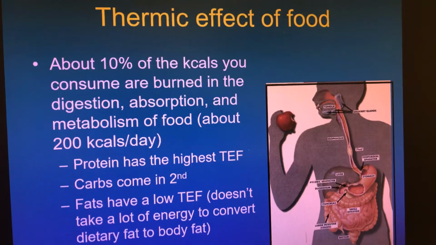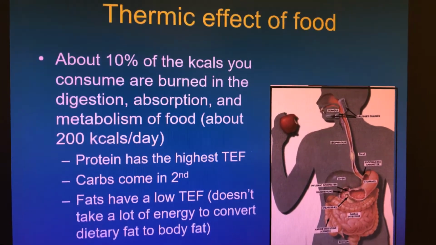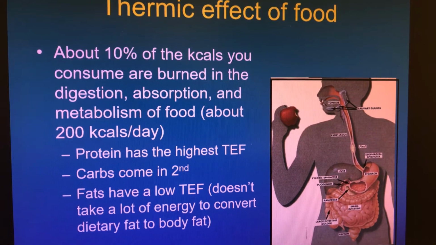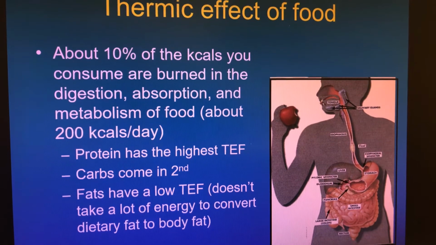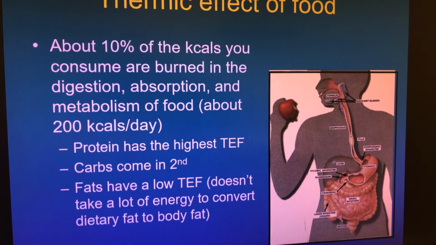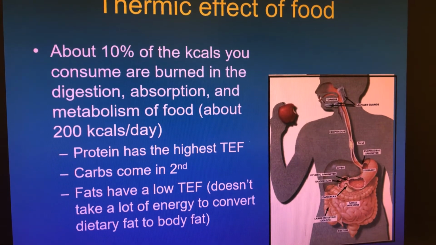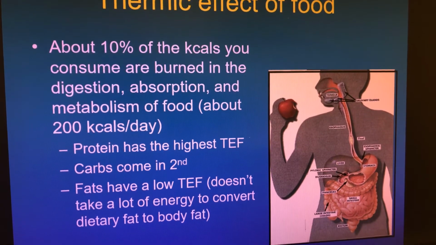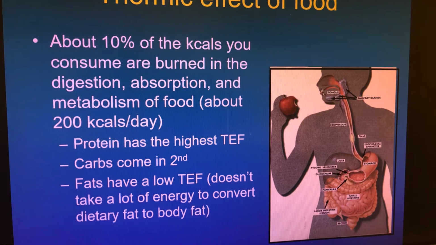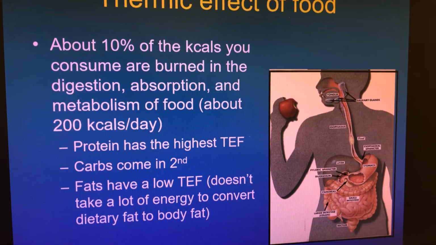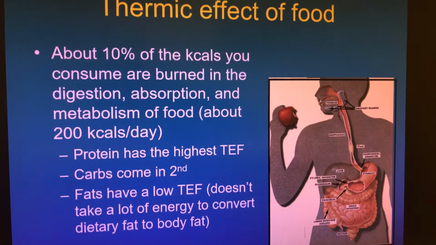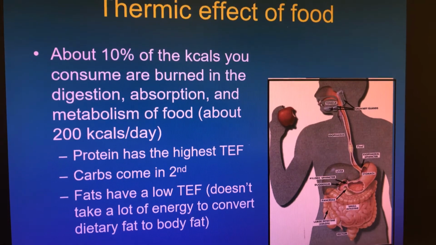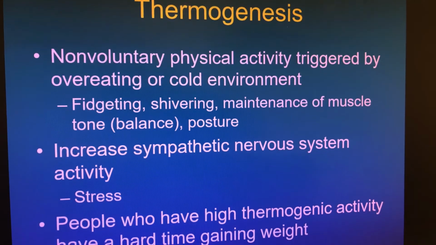The macronutrient composition also influences the thermic effect, so the consistency of the food as well as the macronutrient content. Protein has the highest thermic effect. Carbohydrates have the second highest effect because metabolism increases when you absorb amino acids and monosaccharides. They go straight to the liver for processing, and that processing requires some energy. Fats have a lower thermic effect. They don't take a lot of energy to convert to dietary and body fat, but there's extensive metabolism of the amino acids and monosaccharides you absorb in the liver after you eat.